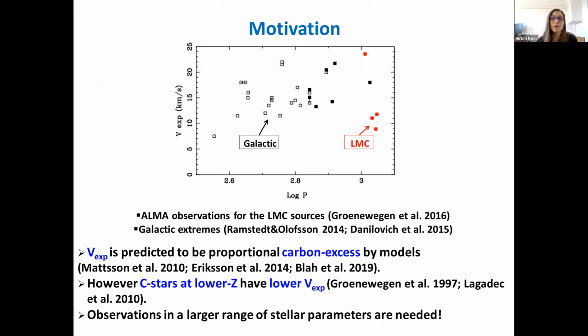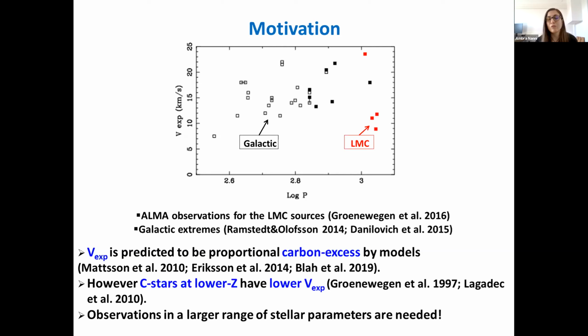Something else that we don't fully understand yet is how the expansion velocity changes with the metallicity. If we look at the galactic measurement with respect to the Large Magellanic Cloud measurement, we see that at lower metallicity of the Large Magellanic Cloud, the expansion velocity seems to be smaller with respect to the galactic environment. So we can think there might be a trend with the metallicity. Unfortunately, we don't have many data, and so we are not really able to have a full picture of this.